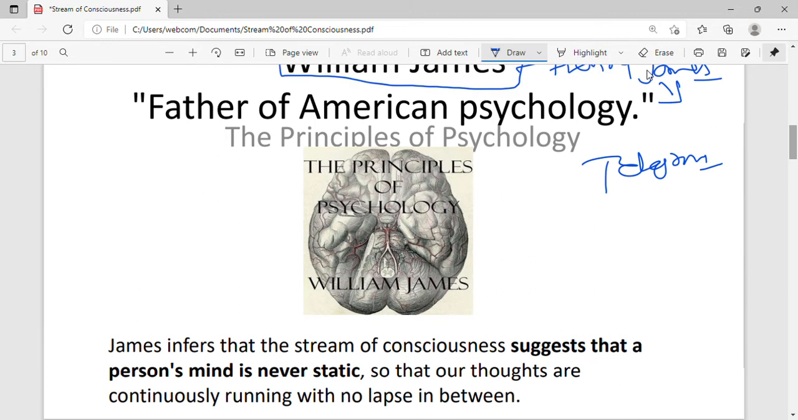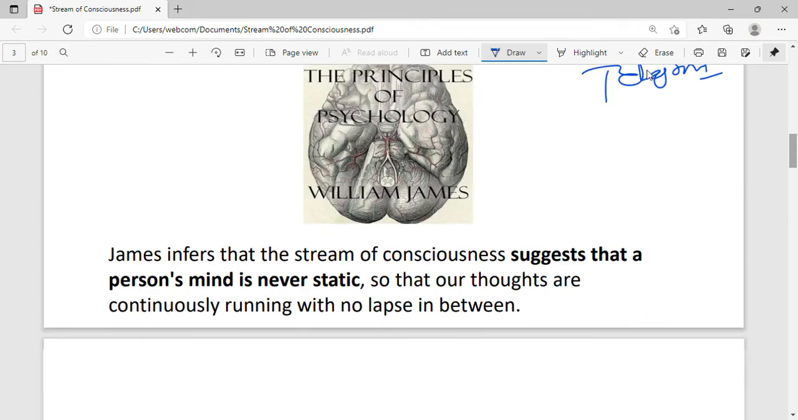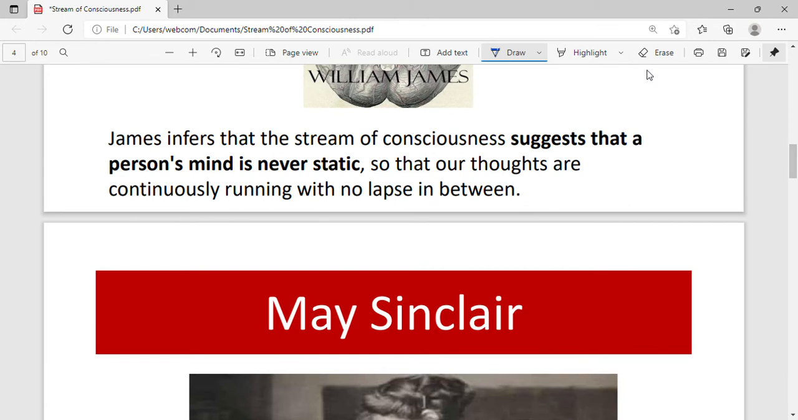So he used the term stream of consciousness in his work The Principles of Psychology. This is where it was coined for the first time, and it was published in 1890. What he was trying to tell us here is that our thoughts are continuously running. It's like a flow that never stops, and that's what the stream of consciousness is.